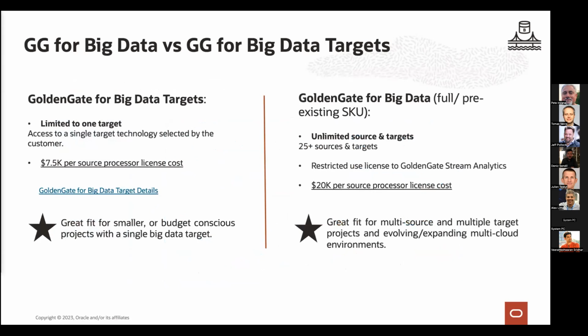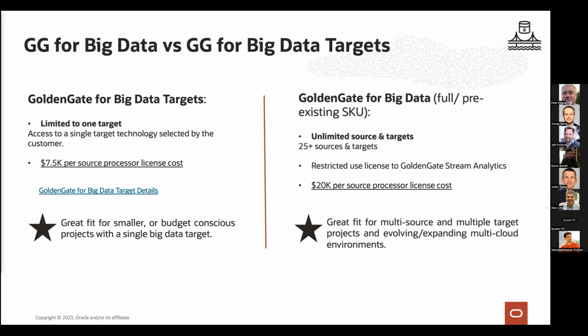When compared with full licensed GoldenGate for Big Data, the biggest difference is in the number of target technologies that you can replicate to. With GoldenGate for Big Data Targets, as I mentioned, it is limited to a single target technology. But the important point is, it is the number of target technologies. So let's assume that you want to replicate into Azure Data Lake Storage in JSON format, in delimited text format, and in Parquet format as well. Still, we count it as a single target technology. So it doesn't limit you from a technical or functional perspective.